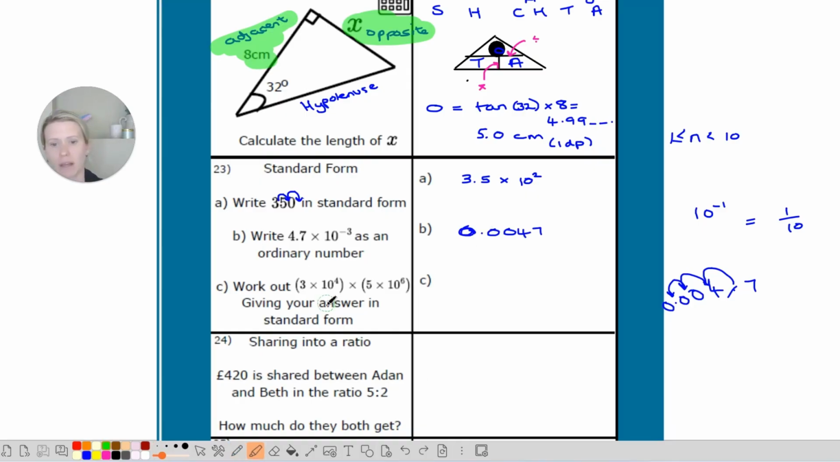Okay, and with this one we are splitting it up, so we do 3 times 5. And then we're also doing 10 to the 4 times 10 to the power 6. 3 times 5 is 15. 15 times 10 to the power of 10. Now that is not in standard form. We need to divide that number by 10 to get it between 1 and 10, greater than or equal to 1 but less than 10. So therefore we're multiplying that side by 10 to compensate for that extra division. So 1.5 times 10 to the power 11.